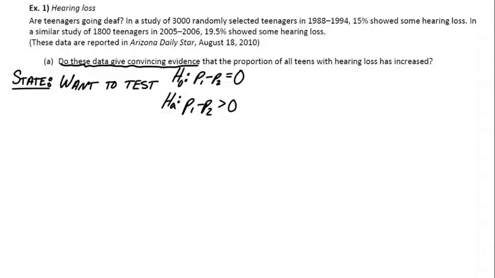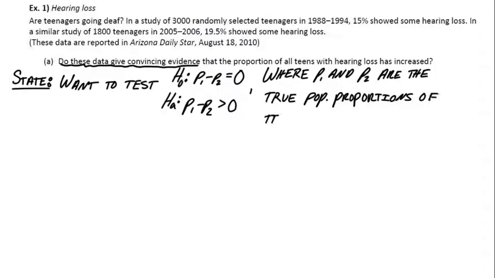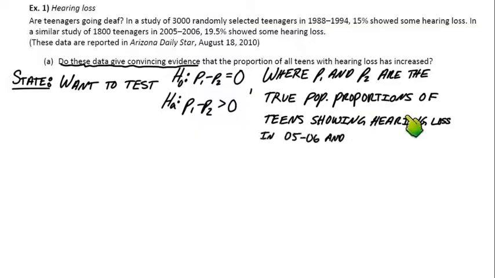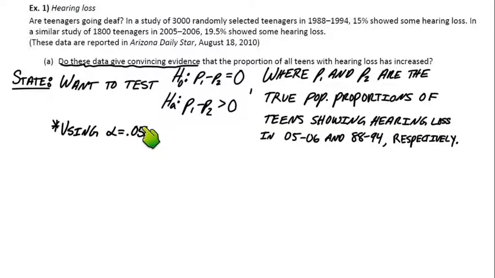So let's just be clear about which group is P1 and which group is P2. So when we define those parameters, we can say where P1 and P2 are the true population proportions of teens showing hearing loss in 05 and 06 and 88 to 94 respectively. So 05, 06, that group would be P1, and the 88 to 94, that group would be P2. Ooh, don't forget to mention an alpha level. I'll just use the default, right? We'll use alpha equals 0.05 for our test. That's what we're going to compare our p-value to when we get done.